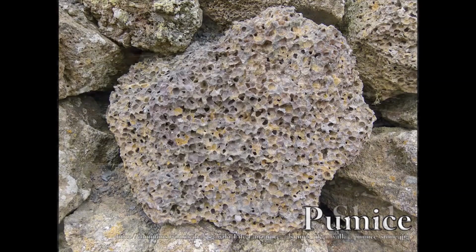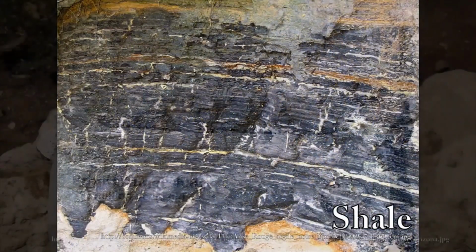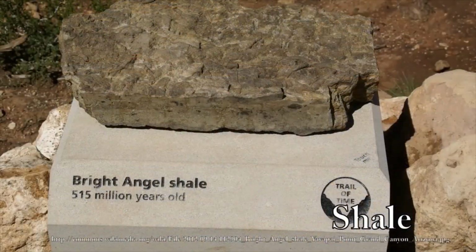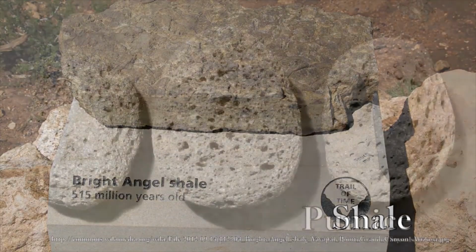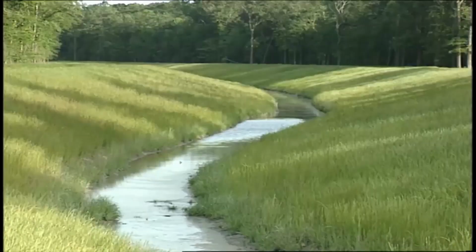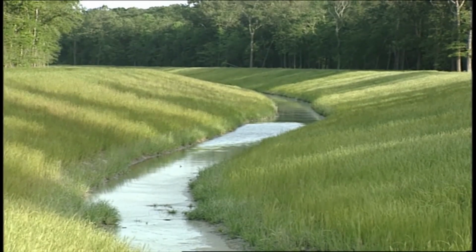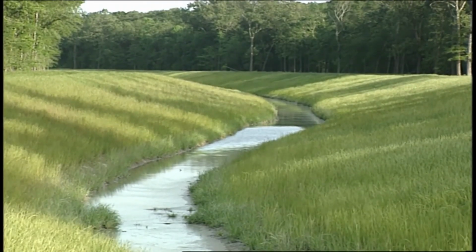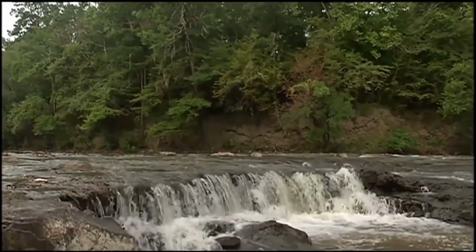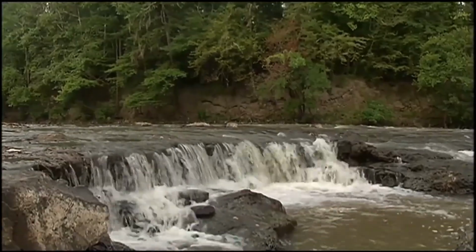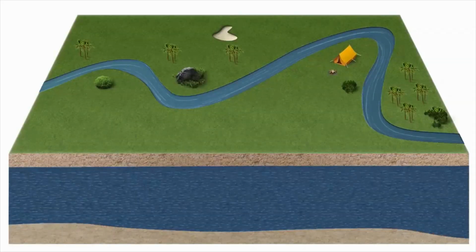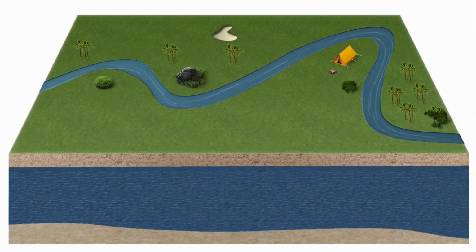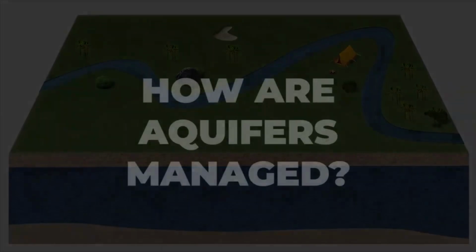Rocks such as pumice and shale can have high porosity, but do not form productive aquifers because the pores within the rock are not connected. The permeability of pumice and shale is low. On the other hand, gravel transmits water quickly because of large connected pore spaces. The permeability of gravel is high. Compared to water movement through rivers or lakes, the rate of movement through an aquifer is slow.